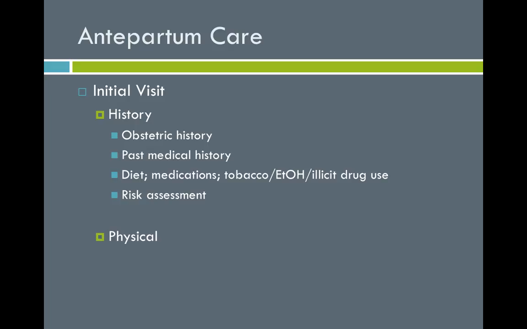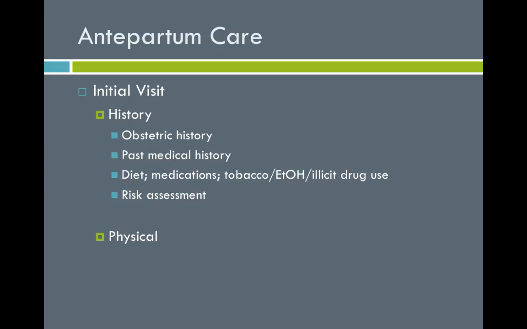So on our initial visit for patients, our history is going to include an obstetric history. We've talked extensively about that, a past medical history, diets, medication, tobacco, alcohol, illicit drug use, all important things to ask patients. You want to make sure that they understand how important eating well is, how important it is to discuss medications they may be taking with you and or their primary care provider, and how important it is to not drink or smoke or do any illicit drugs while they're pregnant. They're affecting not only themselves, but they're affecting the fetus as well.